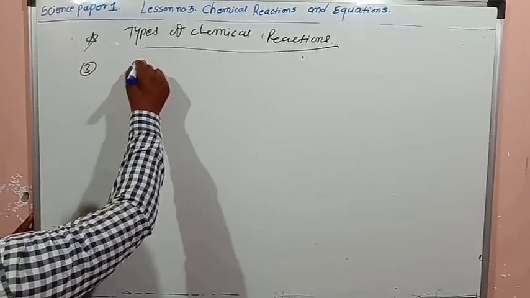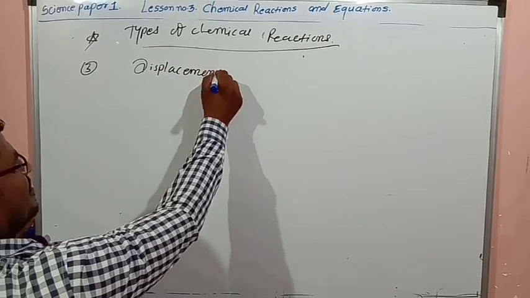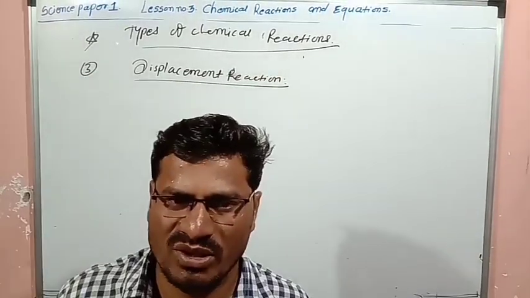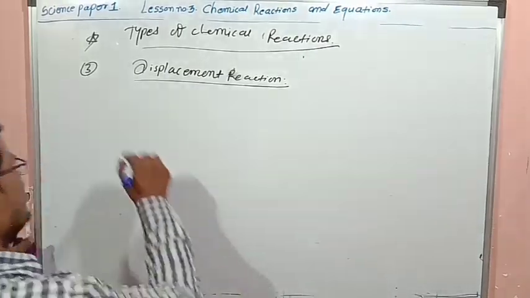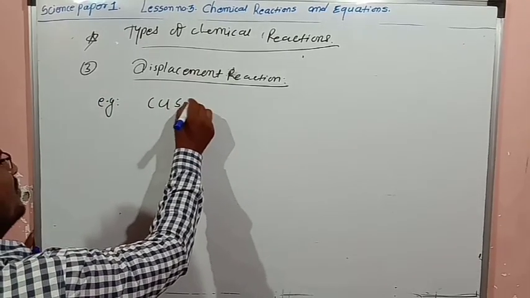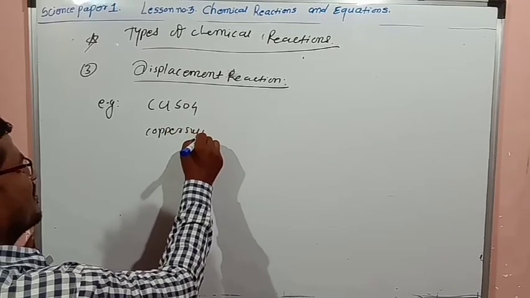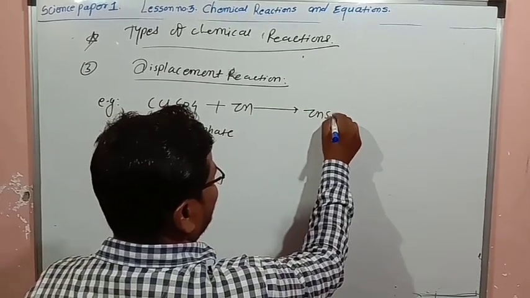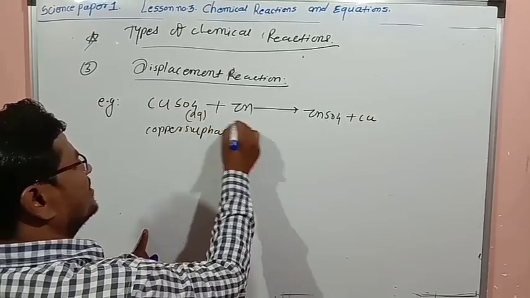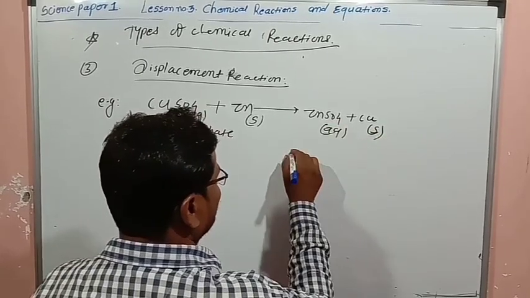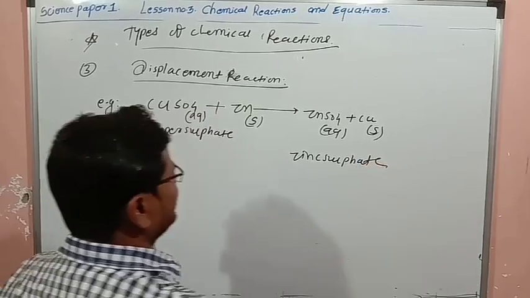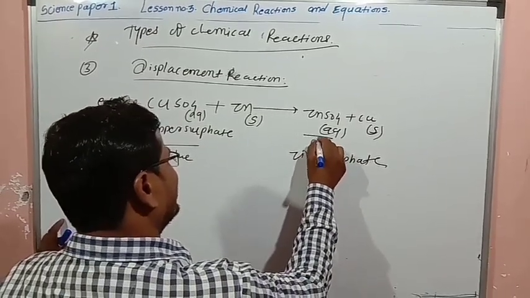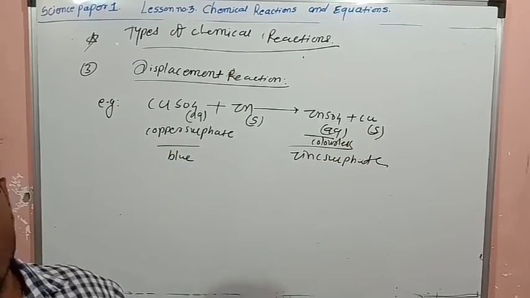The third type is the displacement reaction. Before this we have taken one example, and with the help of the example we will form the definition. If you take CuSO4, copper sulfate, plus Zn, zinc, it will give ZnSO4 plus Cu. This one is aqueous, this one is solid, this one is aqueous, and this one is solid. This one is zinc sulfate. The color of the copper sulfate is blue, and the color of the zinc sulfate is a colorless solution. The blue color will become a colorless solution.